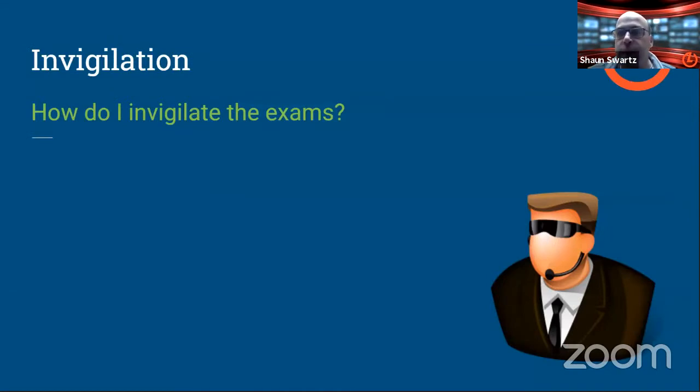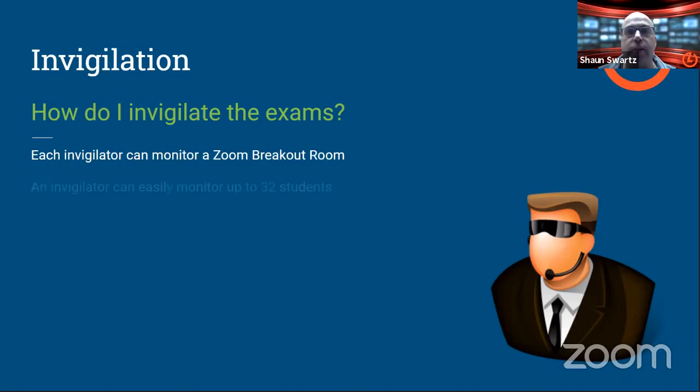So the next step is invigilation. How do you actually do the invigilation? I've spoken about using Zoom, and particularly Zoom breakout rooms. So if you put about 30 to 35 students in each Zoom breakout room, it's very easy for one invigilator to monitor those 35 or 32 students.